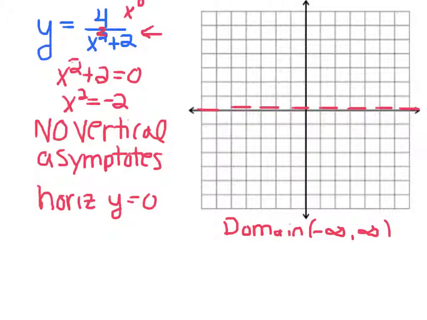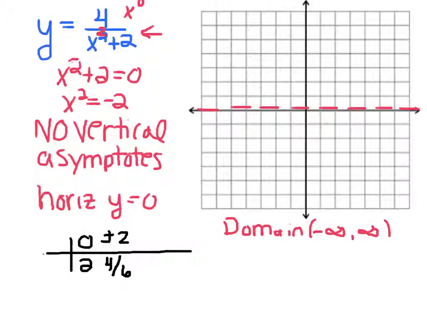So then I work on the actual table of values for the graph, and if I pick the point 0, I get 4 divided by 2 or 2. If I pick the point positive or negative 2, I get 4 divided by 6. If I pick the points positive or negative 4, I get 4 divided by 18. If I pick the points positive or negative 1, go back a little ways, I get plus or minus 4/3. If I plot these points, here's 0, 2.